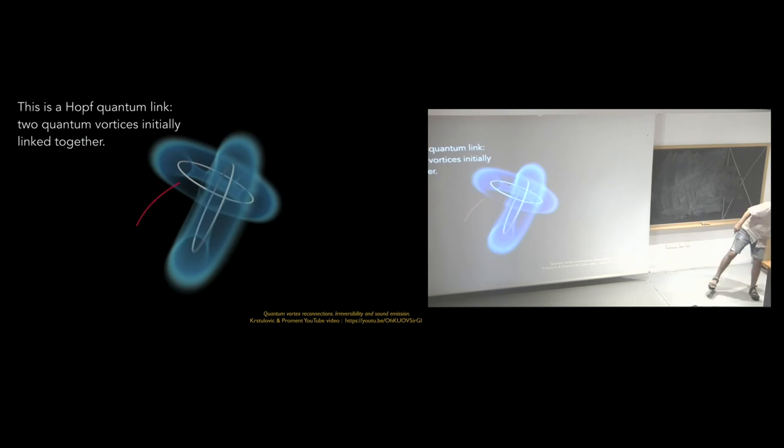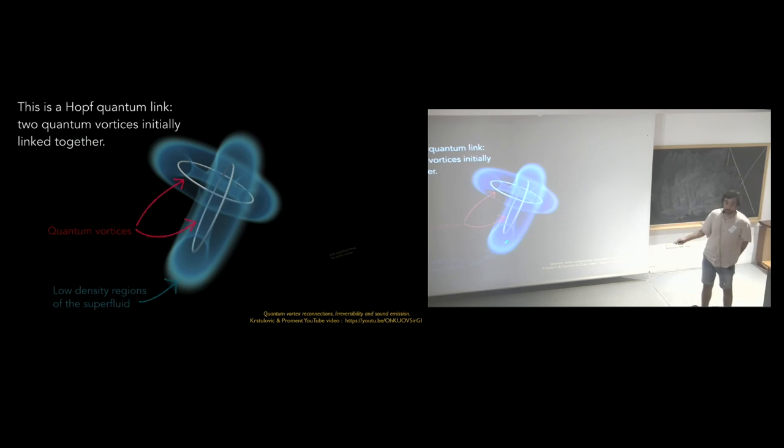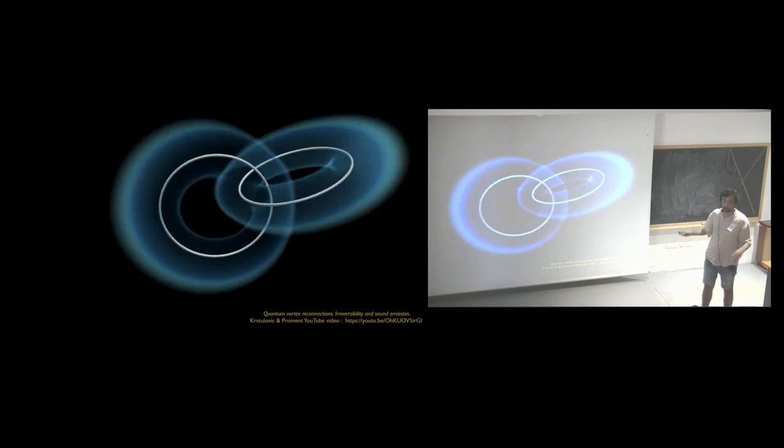This should be a way of controlling the film, but no. So the idea is we have this two vortex ring. What I'm plotting in blue here is the variation about the bulk density. Initially it's very uniform. Remember the density goes to zero.